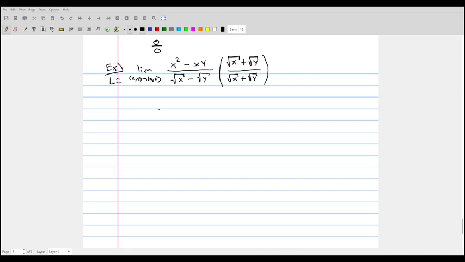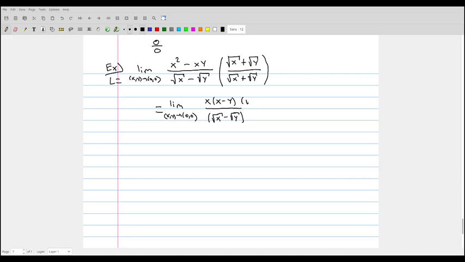But doing this ends up simplifying this a lot. We get the limit as (x, y) goes to the point (0, 0). x squared minus xy is the same thing as x times (x minus y). It's still divided by the square root of x minus the square root of y.